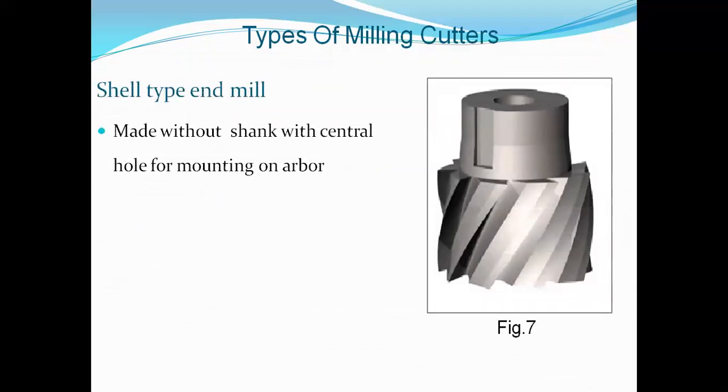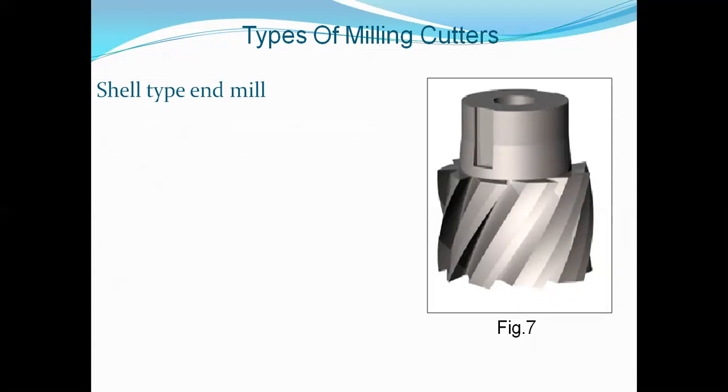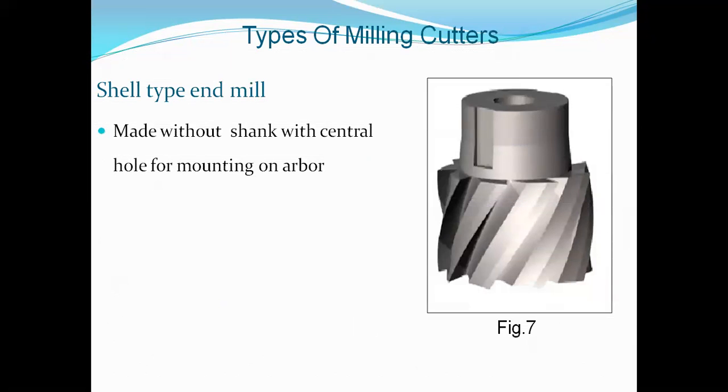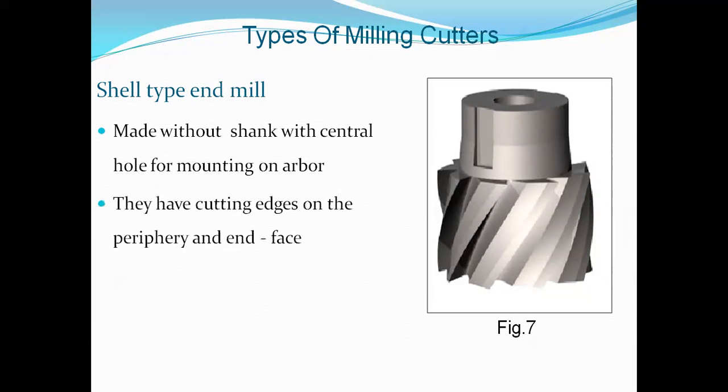Shell type end milling cutter. So its diameter is more compared to the shank type milling cutter, and it is made without shank, with a central hole for mounting on the arbor. So it looks like a drill bit, but it is not a drill bit, it is fixed in the arbor. It has cutting edges on the periphery and end face. So they are larger and heavier.